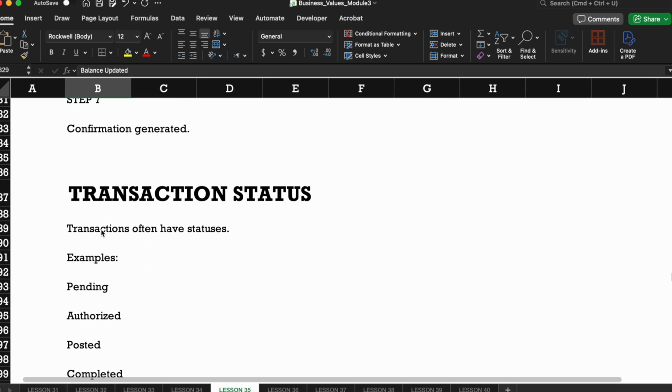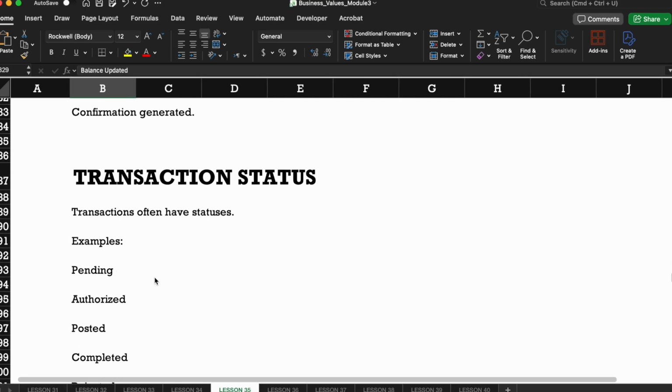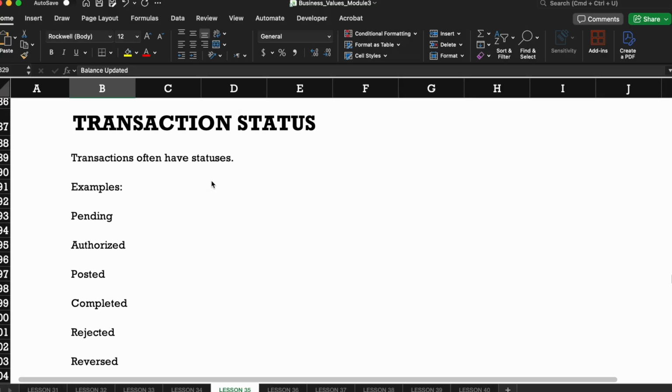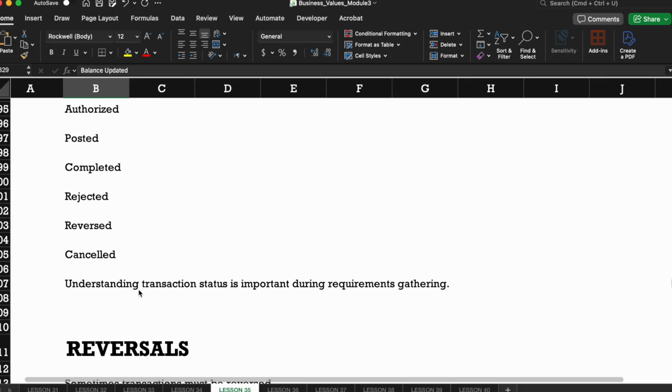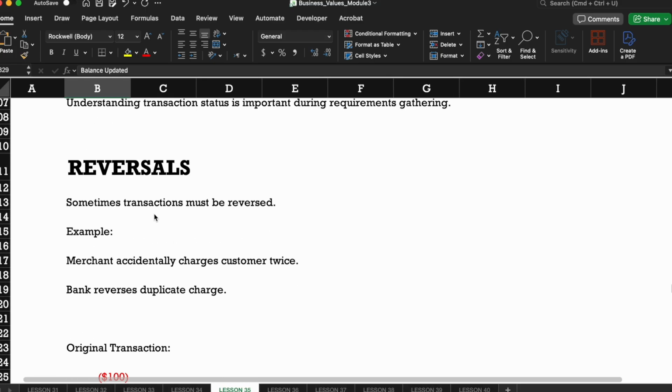Transaction status. Transactions often have a status. Example: pending, authorized, posted, completed, rejected, reserved, canceled. Understanding the transaction status is important during requirements gathering.